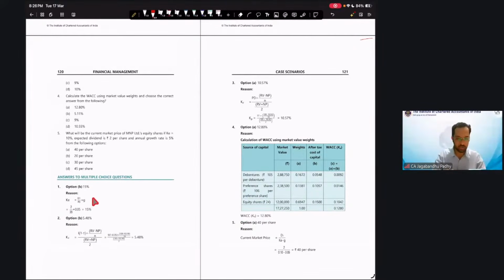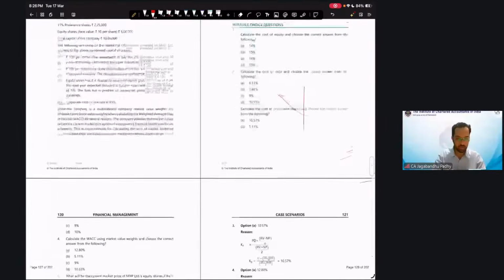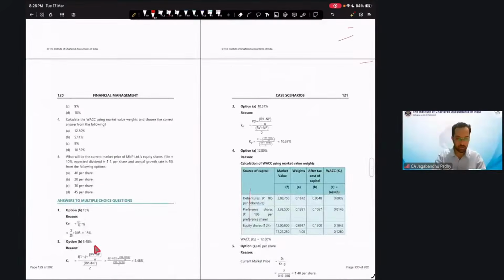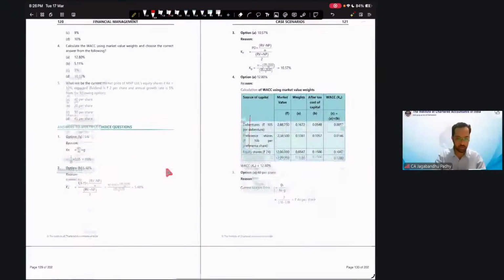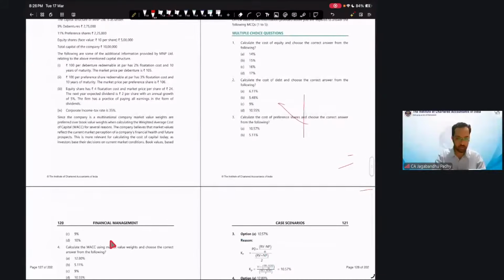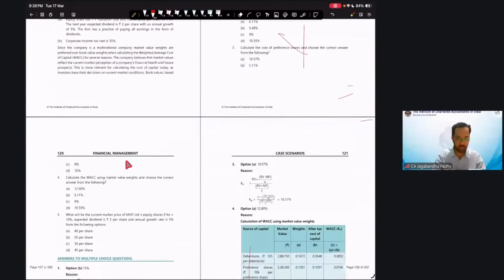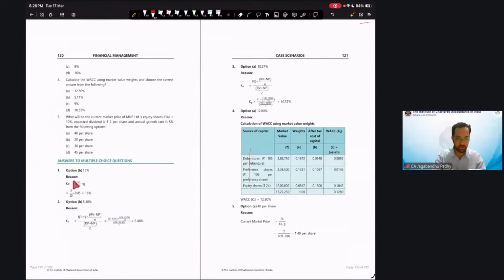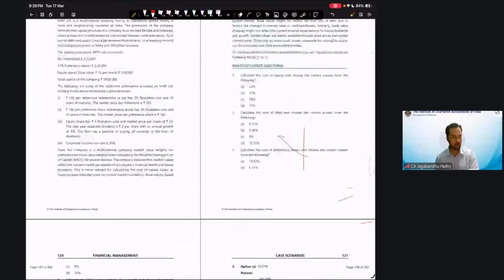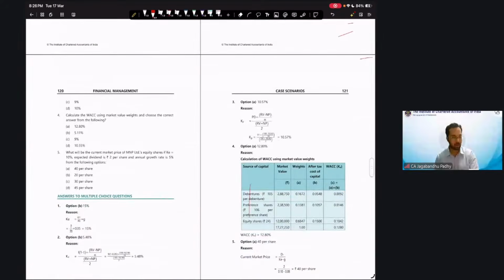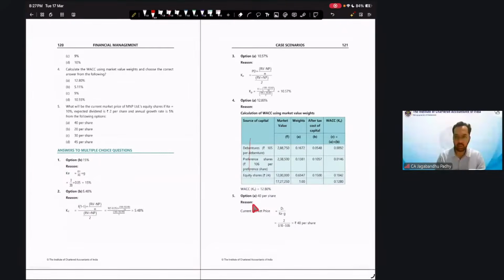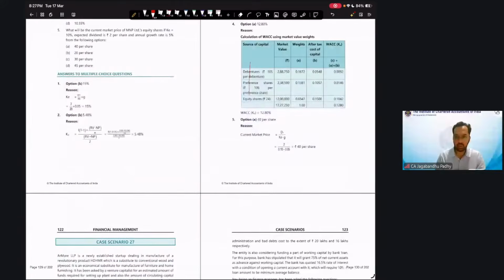So that's option B. The second question is calculating the cost of debt. Again, we know this typical formula. We have the numbers, we just need to substitute. The same goes for the cost of preference share also. And then calculate the WACC using market value weights and choose the correct answer. When you say weighted average cost of capital, I need the cost of equity, debt, and preference share, and the market values are used to calculate the weights. And finally, what will be the current market price of equity shares if K is 10% expected? This is a separate question where you have the D1 value, we know K and g, and we can get the market price of the equity share.